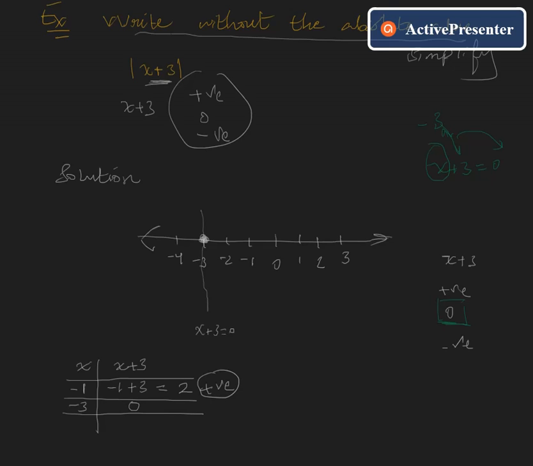Let's now take values to the left of minus 3, in this area. Take any value you like. If we take negative 4, then the expression x plus 3 equals minus 4 plus 3, which is minus 1. So it is a negative value. Now we know when x plus 3 is positive, when it is 0, and when it is negative. Now we can answer our question.